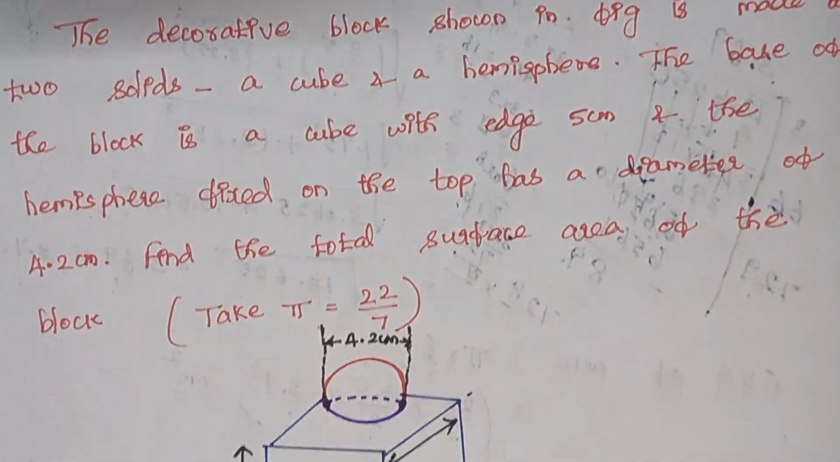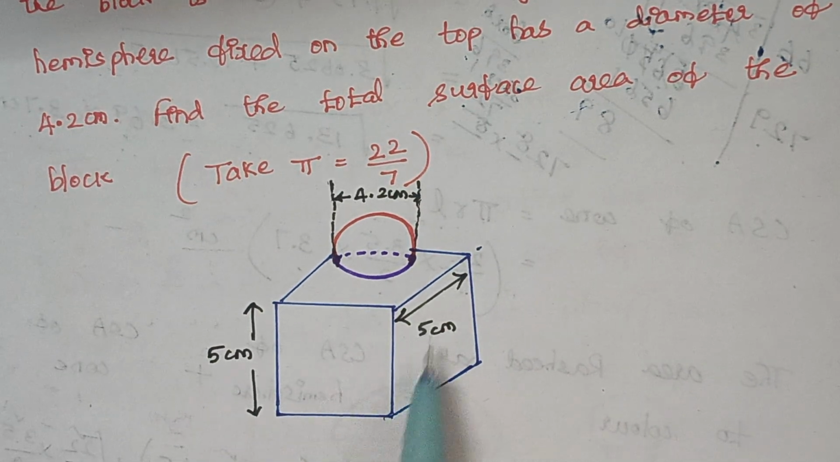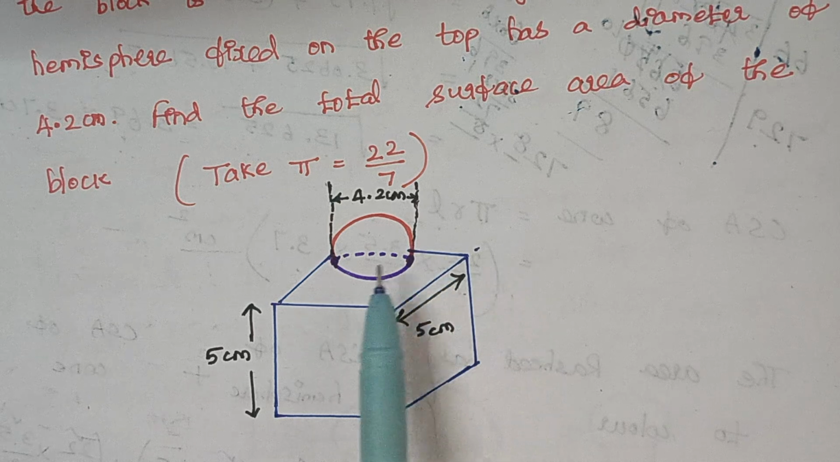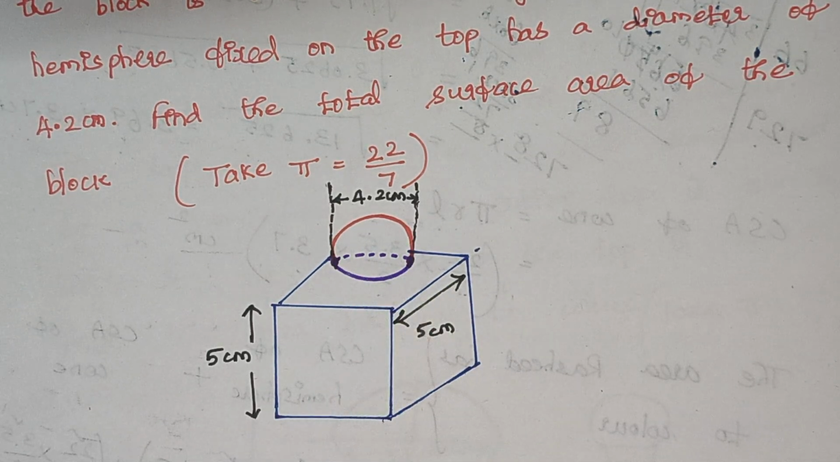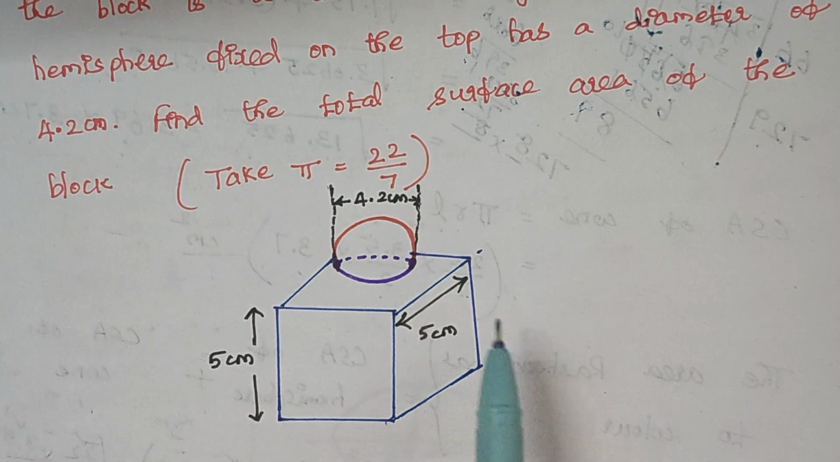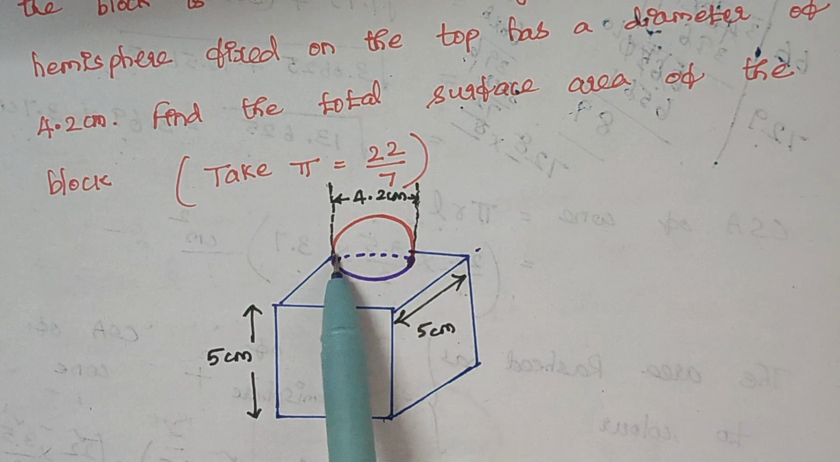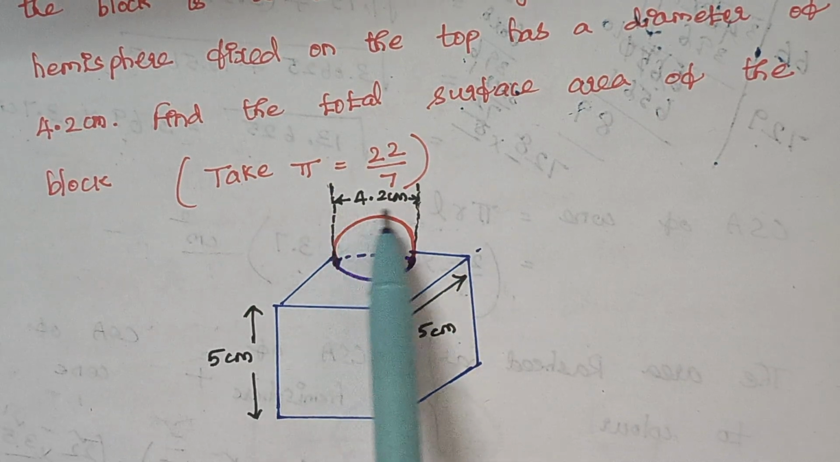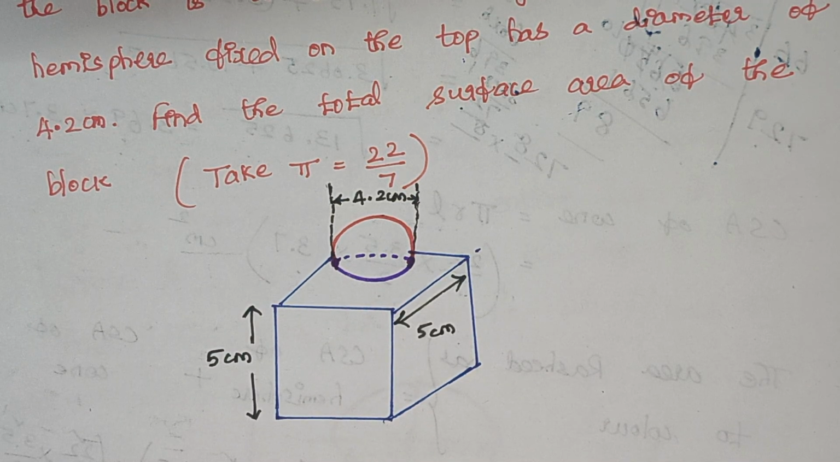Just look at this diagram. This is a cube, and we have a hemisphere which is fixed on the top of this cube. We have to find the total surface area. You see the edges of the cube are 5 centimeters, and this is the hemisphere, and here we have 4.2 centimeters as the diameter. So what is the total surface area?